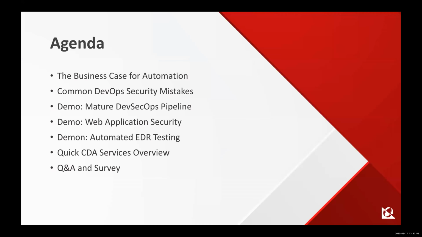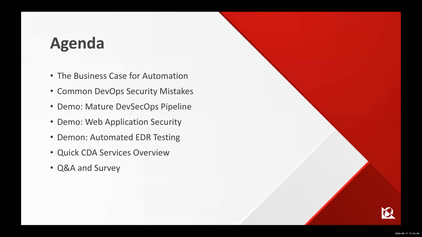So agenda, it's the obligatory slide. We're going to talk about the business case for automation, particularly around DevSecOps, and common DevOps security mistakes. Then we're going to move right into demos. First thing we're going to start off with is what the end result should look like. It is a demo, so it's not going to represent a Fortune 10 company's DevSecOps pipeline, but it is going to represent what is running on my Mac.